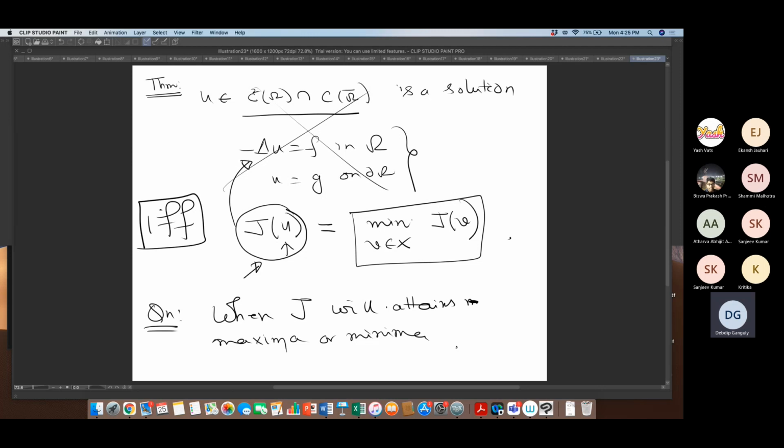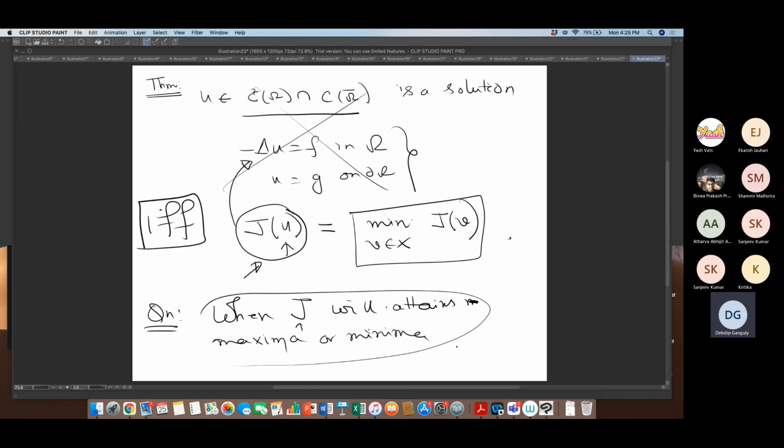You understand? This is called the modern theory of PDE. Nowadays, to study some PDE is equivalent to studying some maxima and minima for the functional J. Is that clear? When will J attain the maxima or minima? Here the theorem is easy because I have said that if it attains a minimum at u, then u is a solution. But the question is something different. The question is when J will attain maxima or minima.